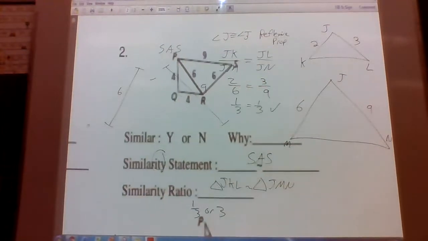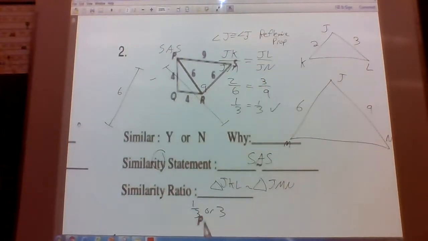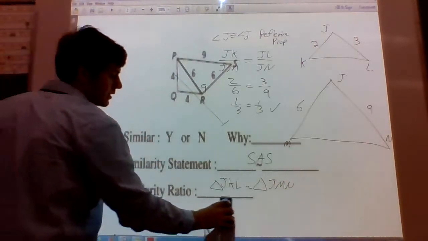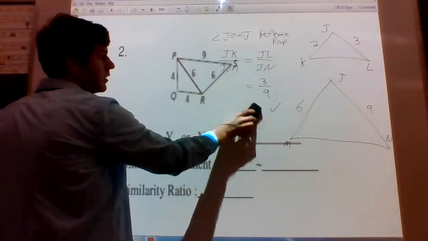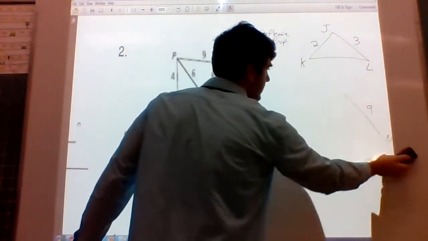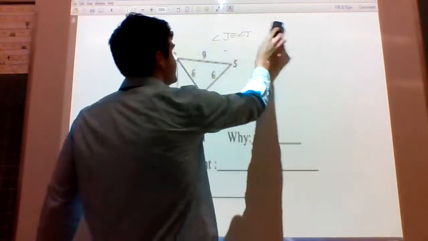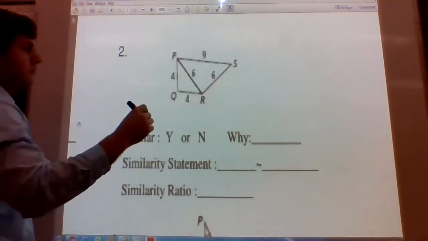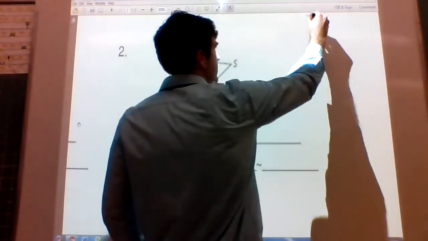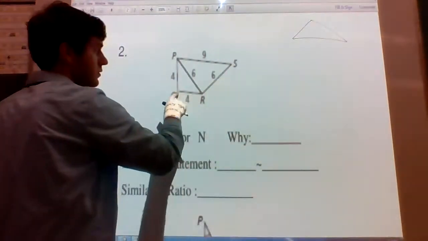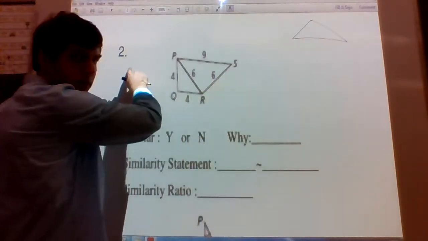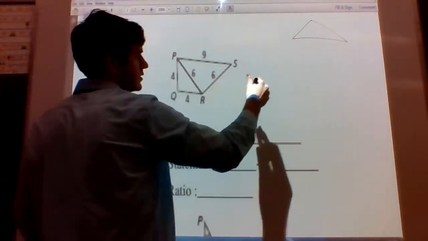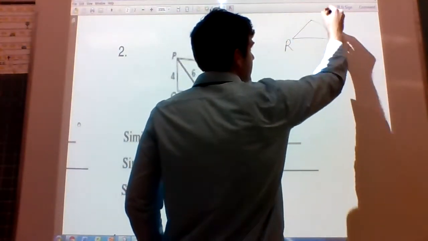Okay, number 2. The first thing I would do, if you can visualize it right away, that's great. But if not, let's split up the triangles, redraw them, and align them so their corresponding sides are clear to see. Here's one triangle, that's going to be this one. I'm going to rotate it, so I'm going to bring R over. So this is going to be R, P, and Q.